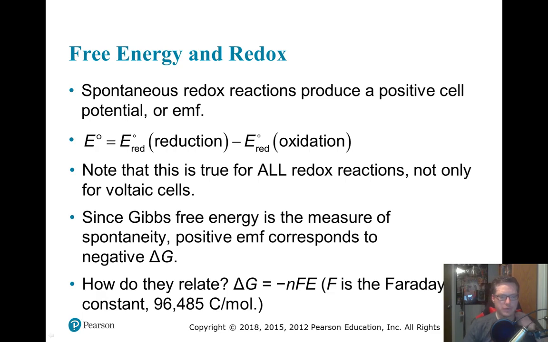Alright, gang, here we go. This is for Chem 2, Unit 13. We're talking about free energy and redox.